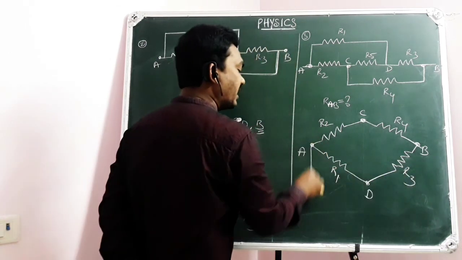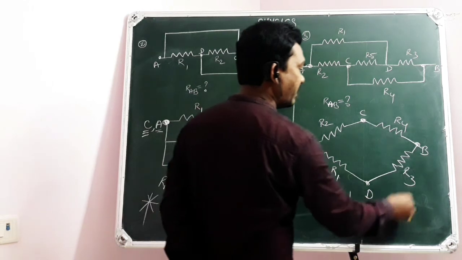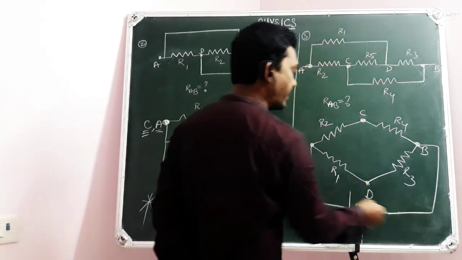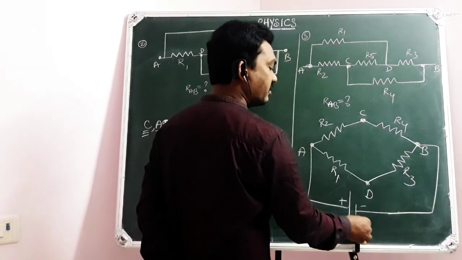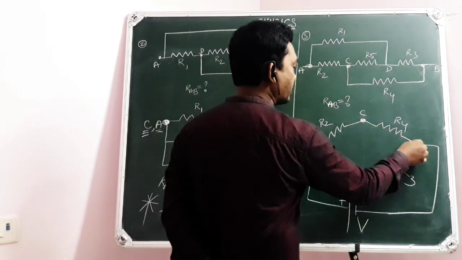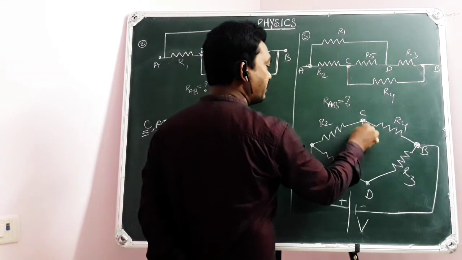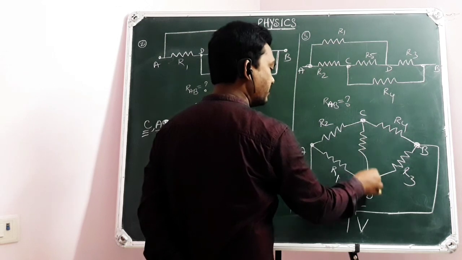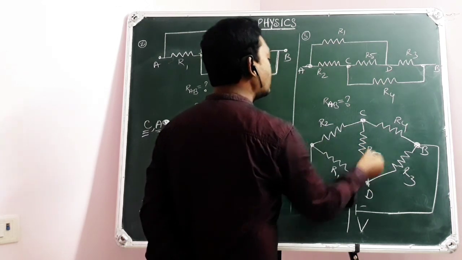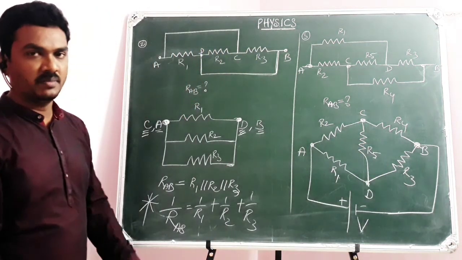I have to calculate equivalent resistance across AB. So let me suppose a battery connected across AB, where I have to calculate equivalent resistance. But there is R5 in between C and D. So the given circuit can be taken in a diamond shape in that way.